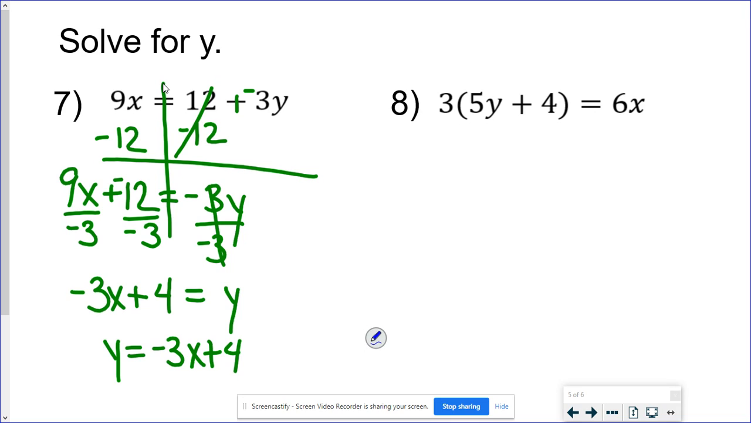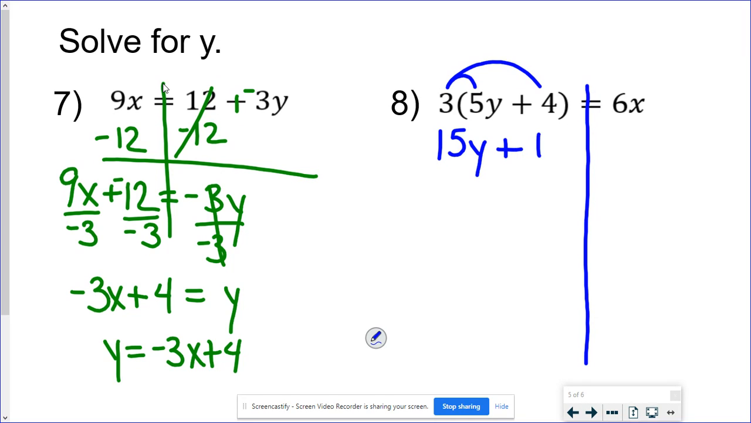And the last problem. Now, there is more than one way to do this. Some people would, instead of doing what I'm going to do, I'm going to distribute the 3 because that's what I'm guessing most people would want to do. Some people would just divide both sides by 3, which works. And if you're careful with that, you can do it that way. But I'm going to do this because typically I would expect students to do this. So that's going to be 15y plus 12 when I distribute equals 6x.